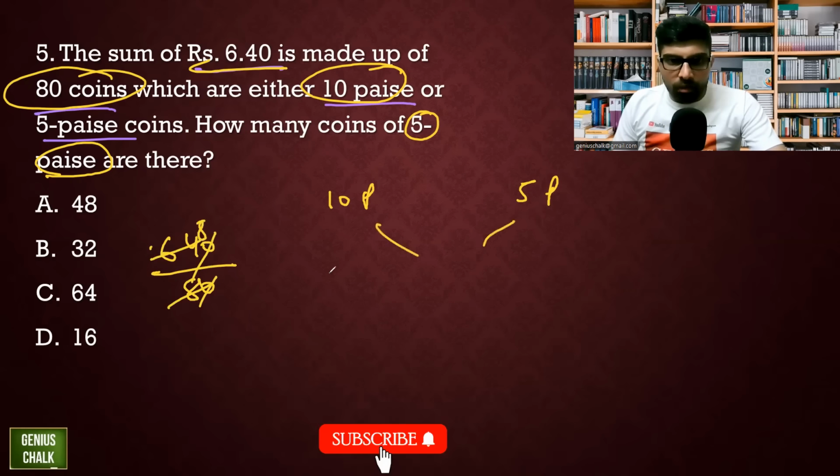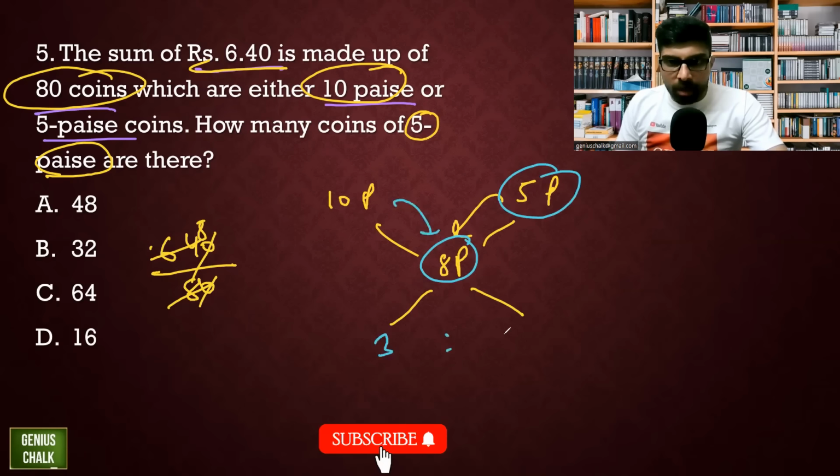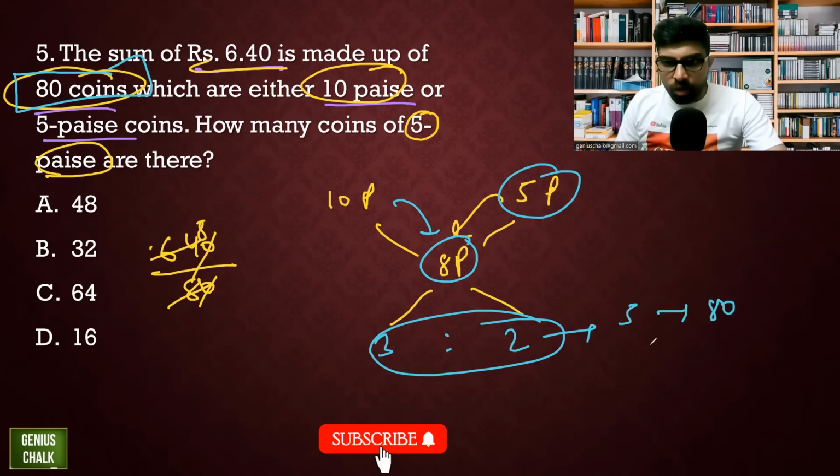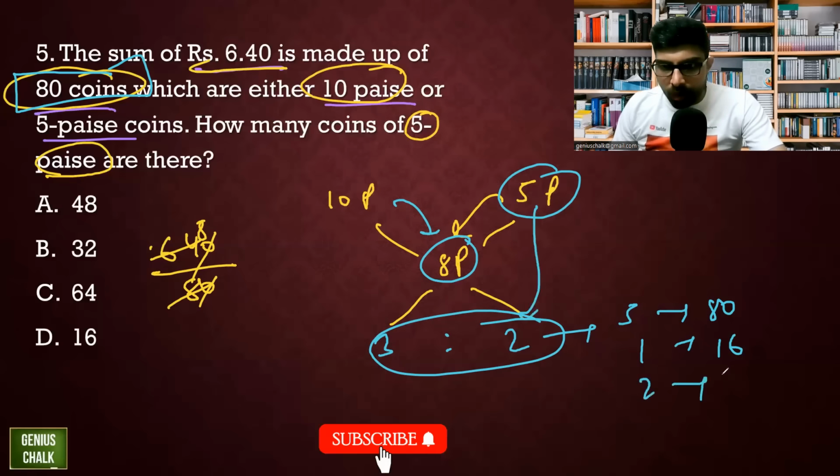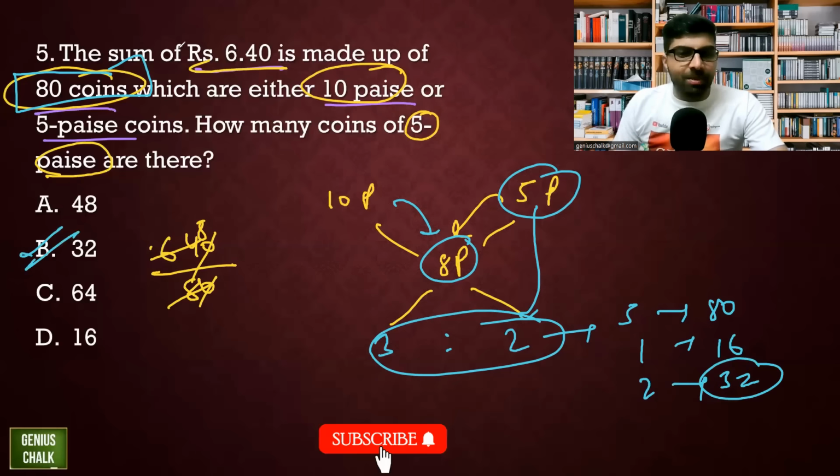So every individual coin is worth 8 paise. Now applying alligation, 8 minus 5 is 3, and 10 minus 8 is 2. Now there are a total of 80 coins. That means I can say the total 5 is equal to 80, so 1 is equal to 16. If 1 is equal to 16, how many coins of 5 paise? What is 2 equal to? So 2 has to be equal to 32. That means option B is my right answer, right?